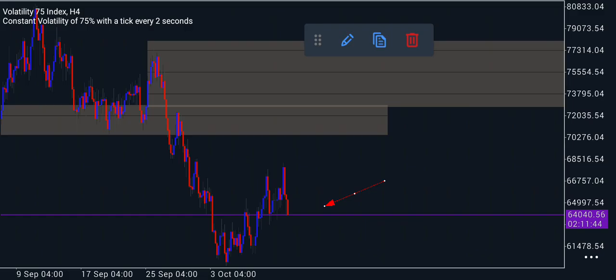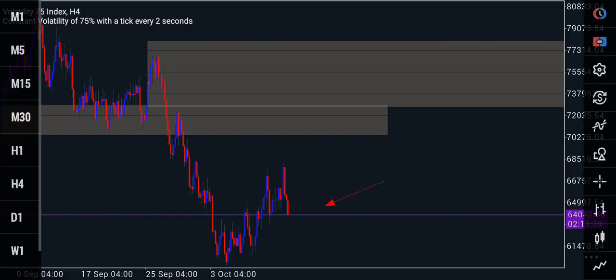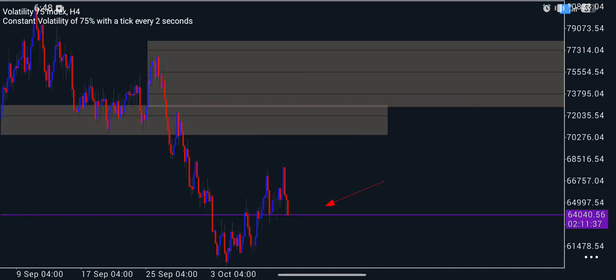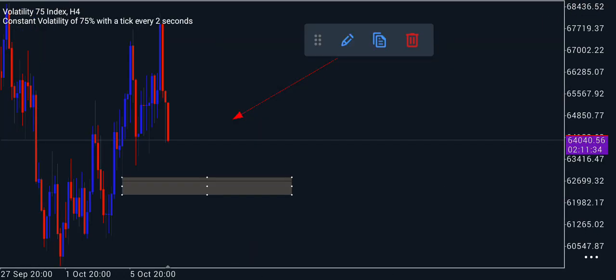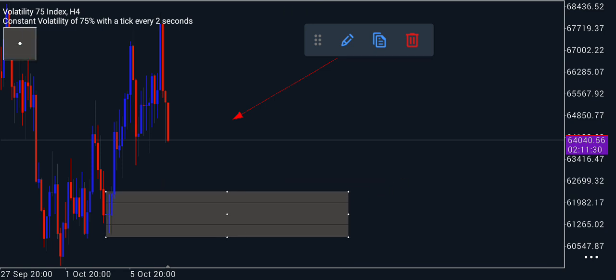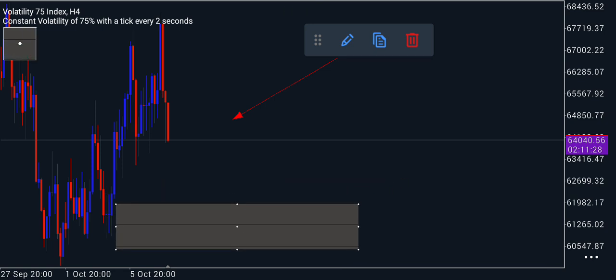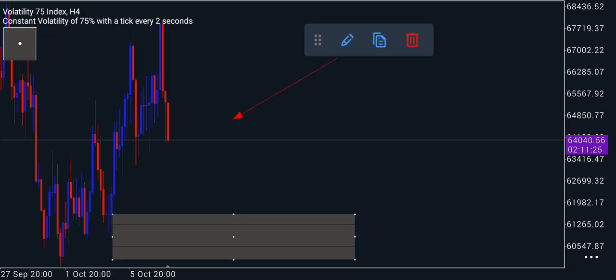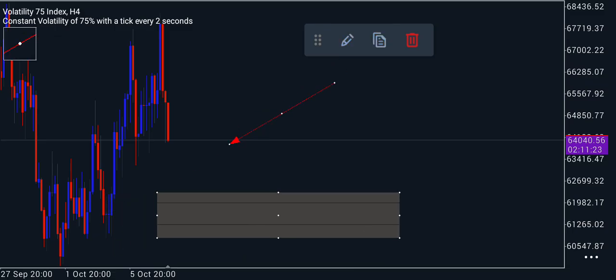So we'll be looking at a key point. The first key point I'm seeing is here, this area. The market was in a consolidation in this area for 8 hours. This is a doji candle, this is a doji candle, and then we have this bullish engulfing candle, and then it pushed up.